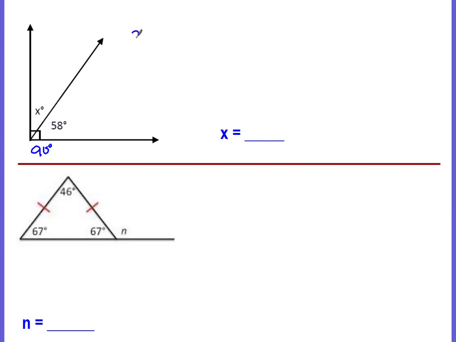So we can find the measure of x by subtracting 58 from 90. And we get 32 degrees. So x is 32 degrees. You can check yourself by adding them back up. 32 plus 58 should equal 90.